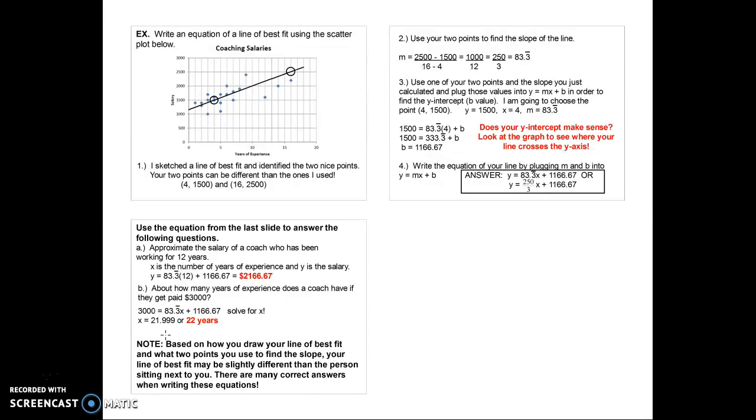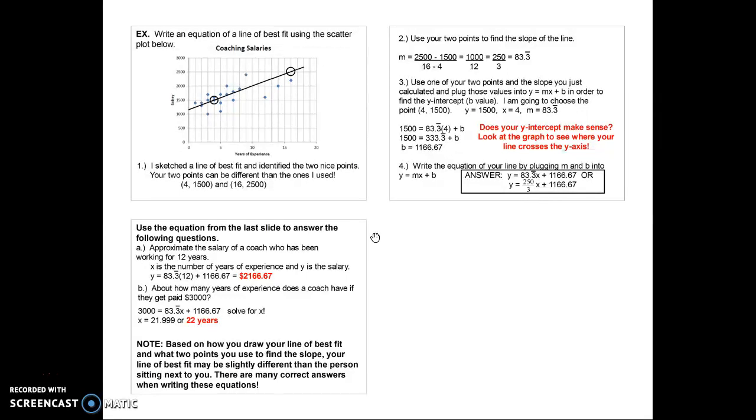Just a note down at the bottom, based on how you draw your line of best fit and what 2 points you use, your equation, your line of best fit, some of these answers may be a little bit different than somebody else's. There are a lot of correct answers when it comes to scatter plots. It all depends on that line of best fit. So you just really need to make sure that you're careful when you're drawing that, but be ready for your answers to not perfectly match our answers or to not perfectly match someone else's answers in class that is doing the same problem as you.